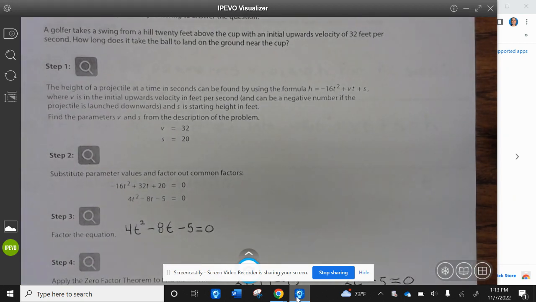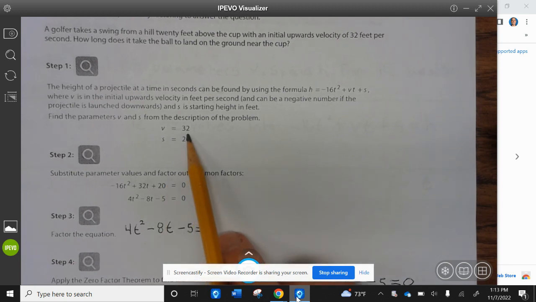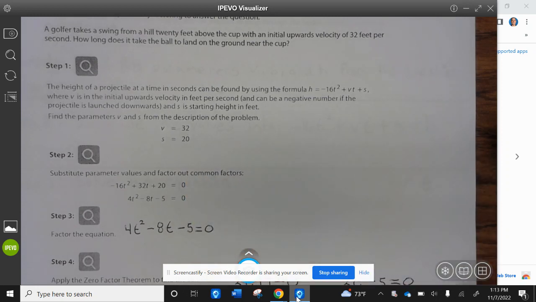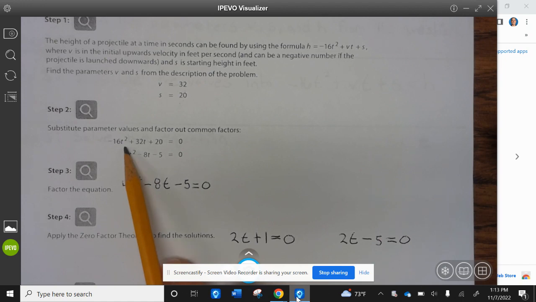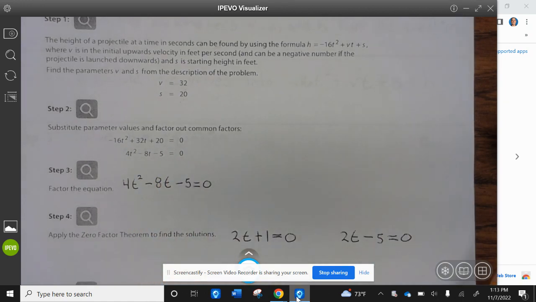Okay, step 1. The height of the projectile at a time in seconds can be found by using the formula h equals negative 16t squared plus vt plus s, where v is the initial velocity upwards in feet per second and can be a negative number if the projectile is launched downward, and s is the starting height in feet. Find the parameters v and s from the description in the problem. So v is 32 and s is 20. So we're going to substitute these numbers into the formula. So we have negative 16t squared plus 32t plus 20 equal to 0.